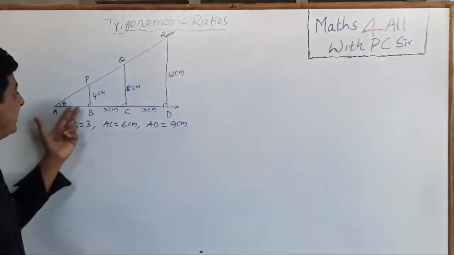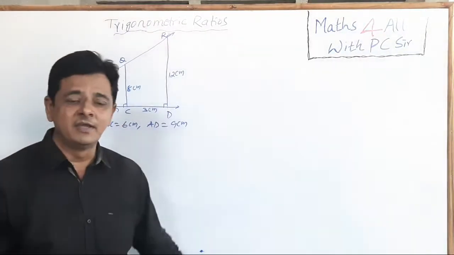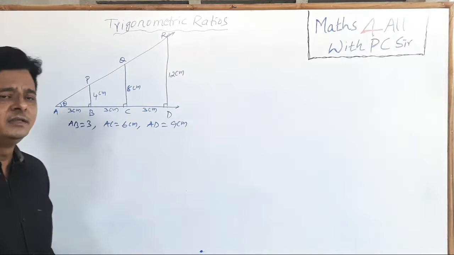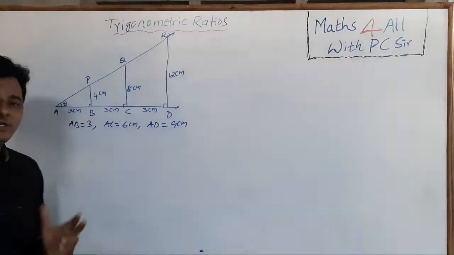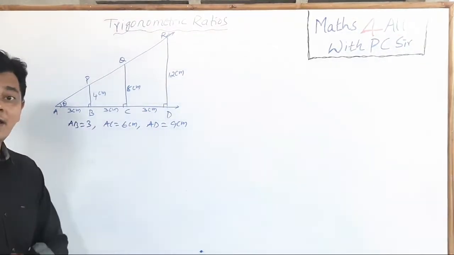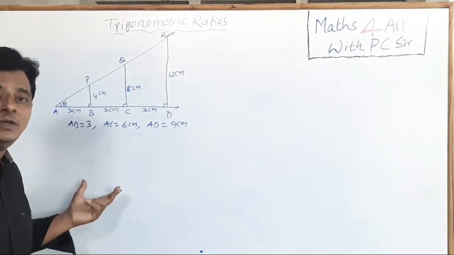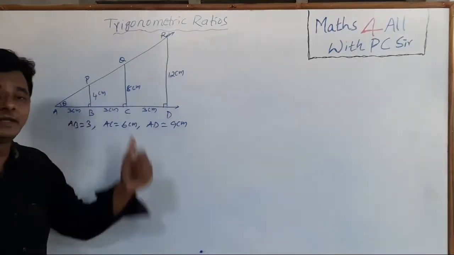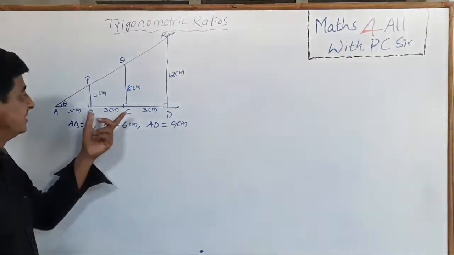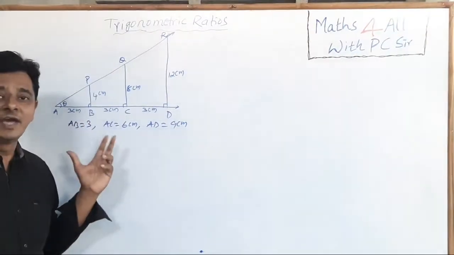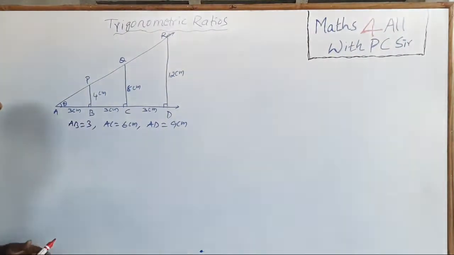So we can define the ratio of corresponding sides. If all the triangles are similar, we are going to take the ratio of corresponding sides. Why? Because with the help of these corresponding triangles only, we are going to define the trigonometric ratios.